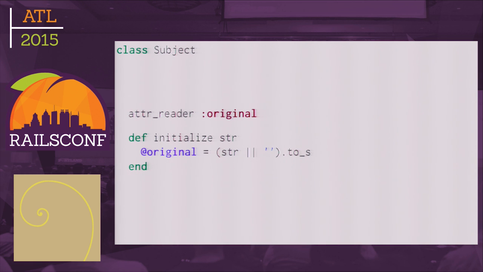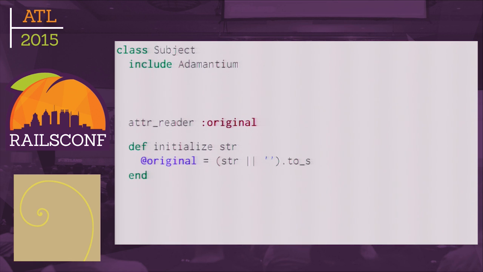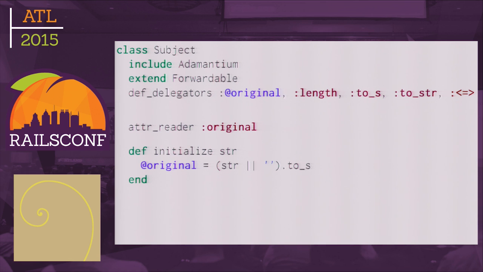So I want to look at the second value we're going to take out of message. Here's the front half of it. Subject starts out really simple. It just has a simple initializer that wraps up a string. And like CallNumber, it uses adamantium to enforce its immutability. It also uses the standard library's forwardable module to delegate some methods. So if you ask a subject for its length or try to sort it, it just makes the string that it wraps up do all the work.